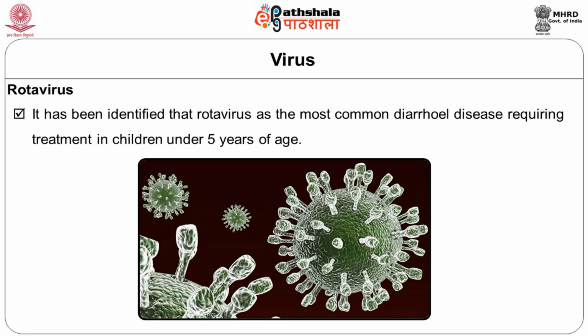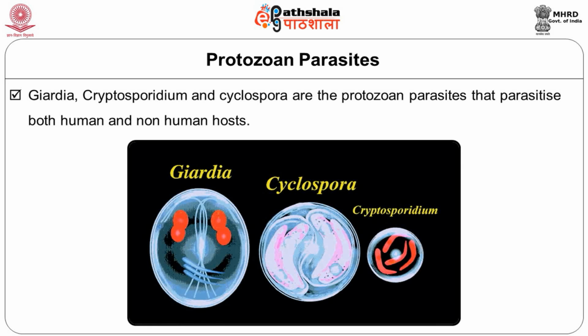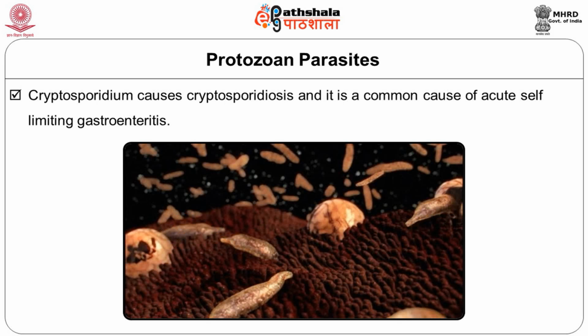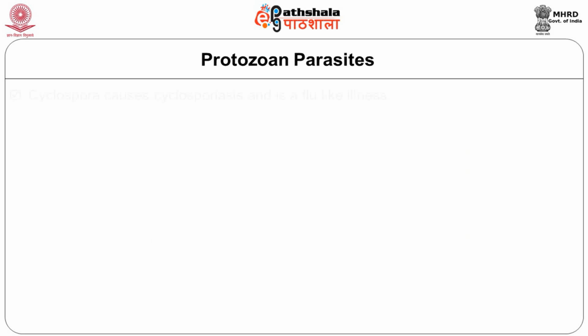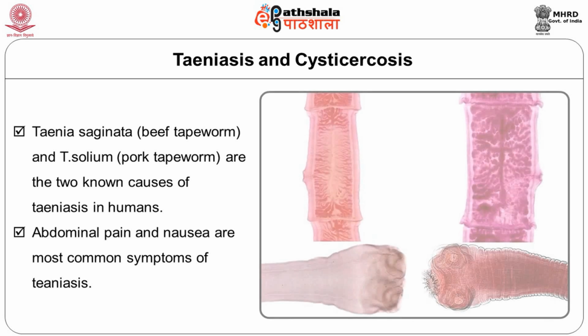The other biological hazards include protozoan parasites. These are Giardia, Cryptosporidium, and Cyclospora. These are the 3 different types of protozoan parasites that are generally found in both human and non-human hosts. Cryptosporidium causes cryptosporidiosis. The symptoms include a flu-like illness. Taenia saginata and Taenia solium are the 2 known causes of taeniasis in humans.